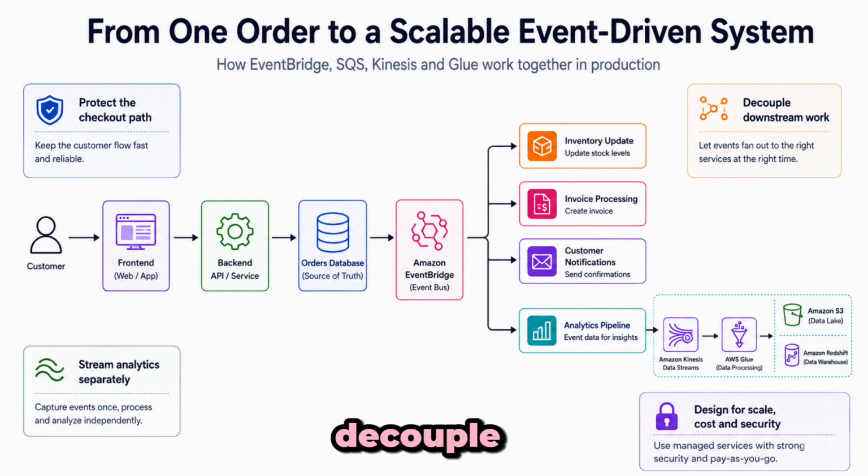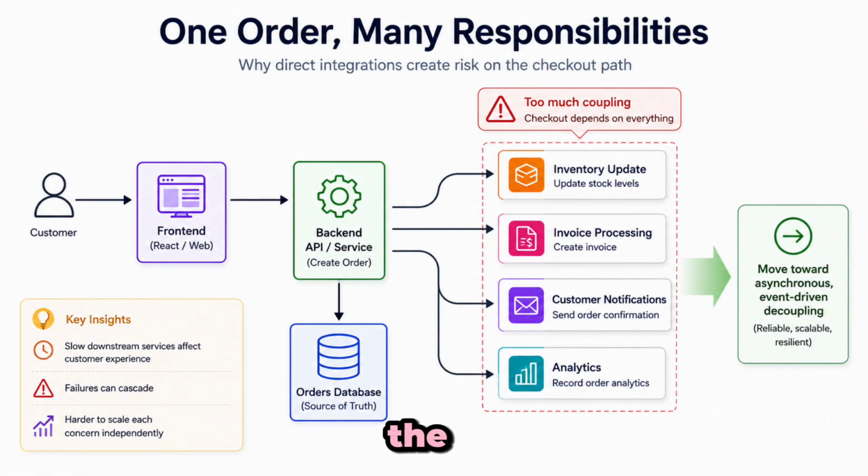EventBridge helps us decouple the downstream work: inventory updates, invoice processing, and customer notifications. And separately, we have an analytics path using Kinesis and Glue, with processed data eventually going into S3 and Redshift. So as we go through this, look at the flow from the left.